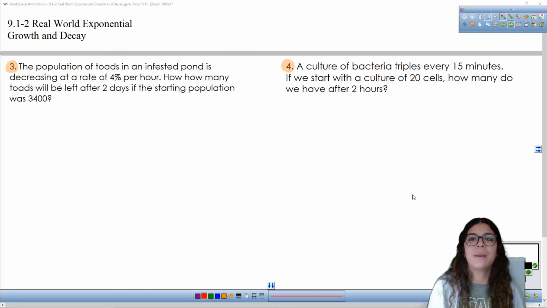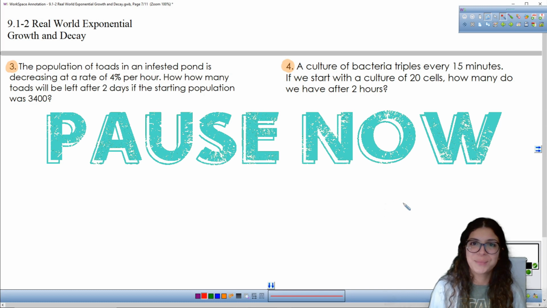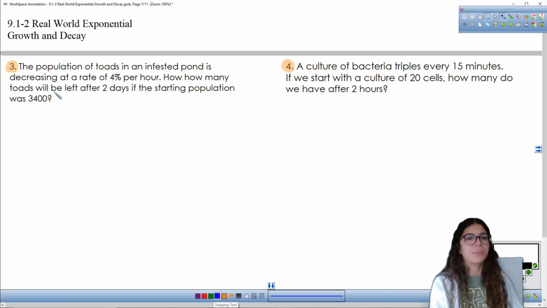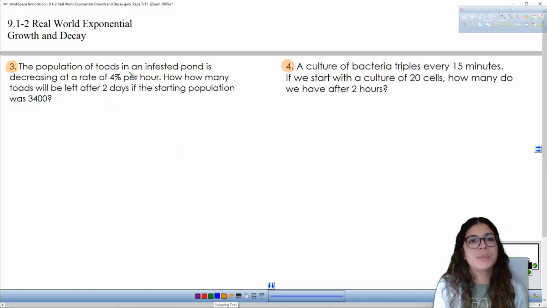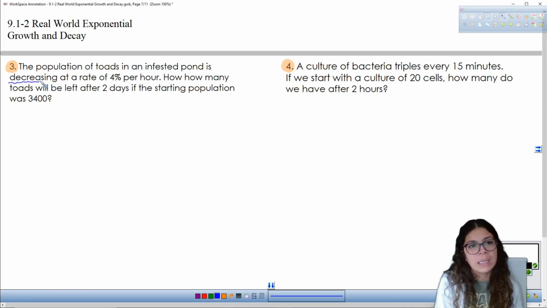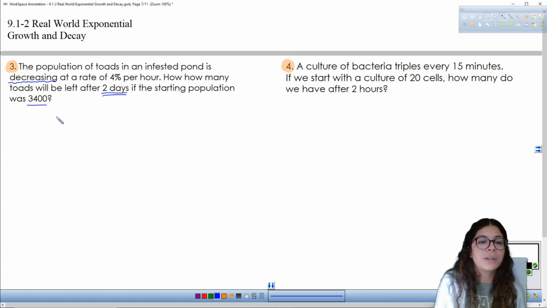Now go ahead and pause this video and try 3 and 4 on your own. All right, so let's take a look at number 3. The population of toads in an infested pond is decreasing at a rate of 4% per hour. How many toads will be left after 2 days if the starting population was 3,400?